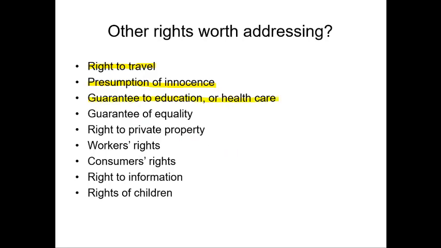Could there actually be a guarantee of education or even health care in the United States? If we consider health care a public good, could that be a guarantee? Could there potentially be a guarantee of equality, which has other problematic elements as far as guaranteeing that, but could that be a possibility? Could there be a right to private property, even though the United States is very much a system, going back to the system of liberalism, very much a system that is conducive to property rights, but could that be put in there?